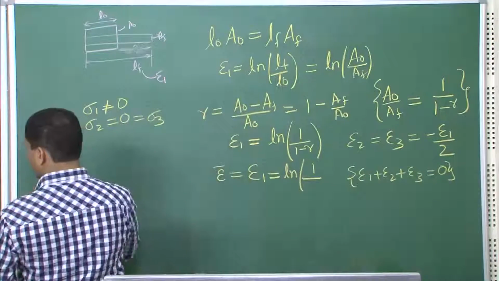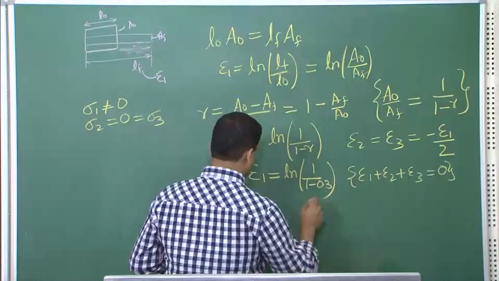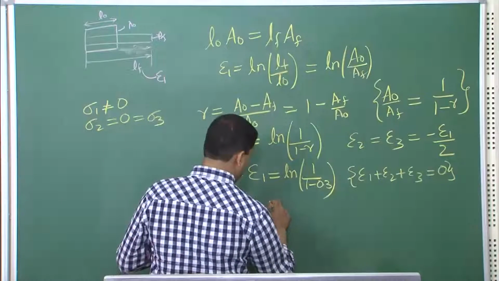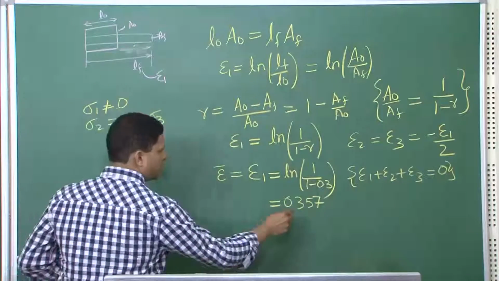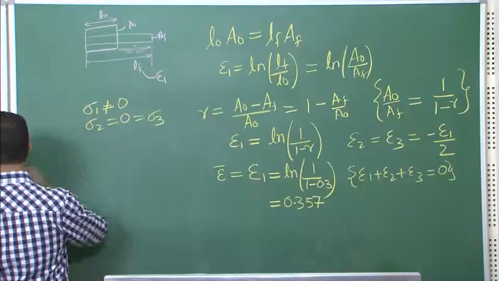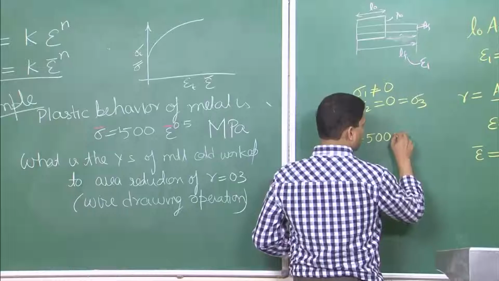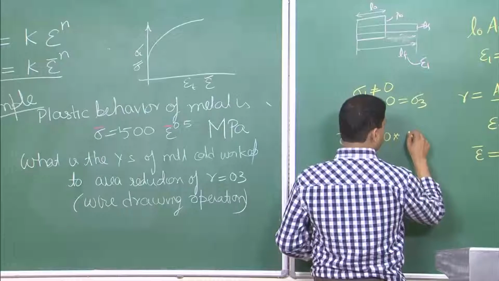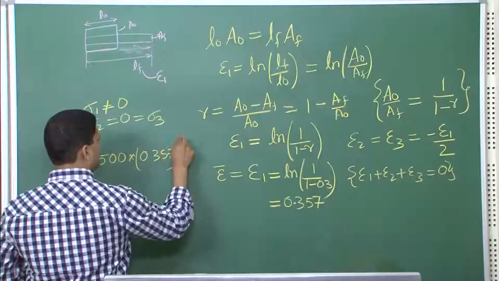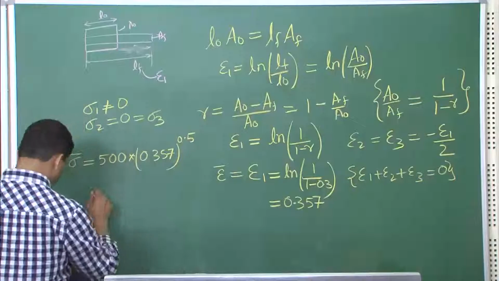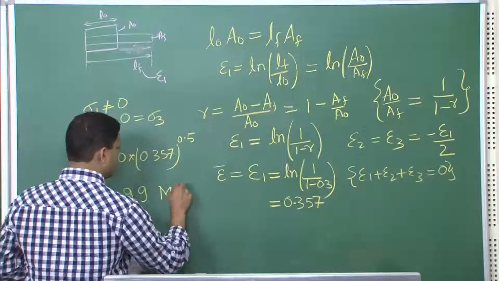So, from here now you can just directly calculate, which will be equal to ln 1 over 1 minus r, where r is already given, which is 0.3. What you will get is actually 0.357. So, this is the strain value that we were interested in, and you put it in that equation, sigma bar equal to 500 into 0.357 to the power 0.5, and you will get something like 299 megapascal.